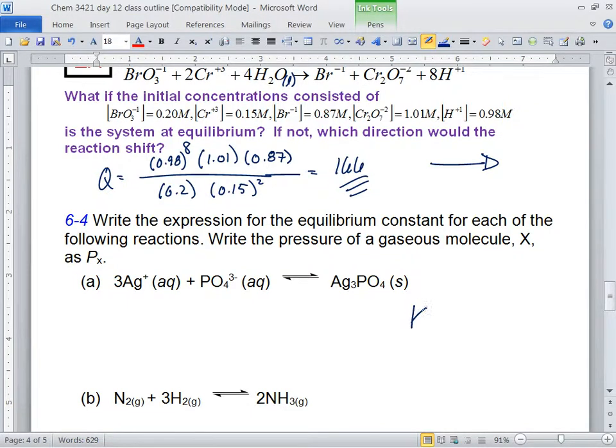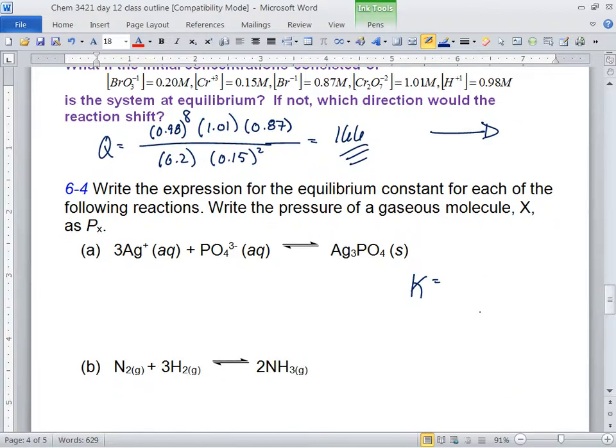So write the big K expression. What they want you to do is, if it's a gas, they don't want you to use brackets, because for a gas the standard state is 1 bar. So you have to have units of pressure. It's not molarity. If you see a gas, now there isn't a gas in this first one, but there is in this one. So just write the K expression for both of these. See if you match, or ask somebody.